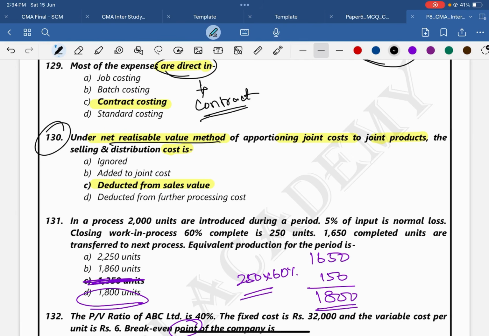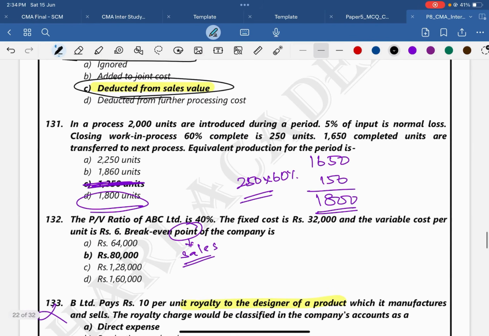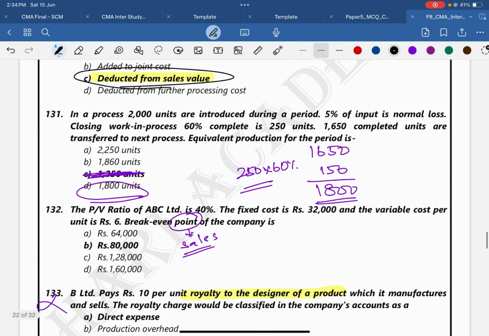130. Under the net realizable value method of apportioning a joint cost to the joint products, the selling and distribution cost should be deducted from the sales value to arrive at the NRV, net realizable value method, for apportionment of the joint cost. Then 131, the answer key which I have provided is wrong.